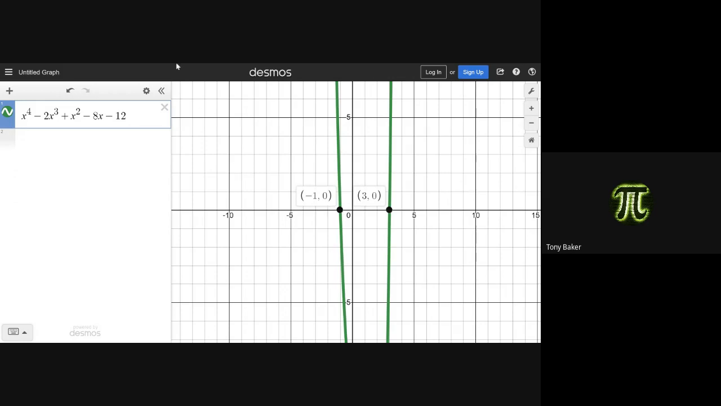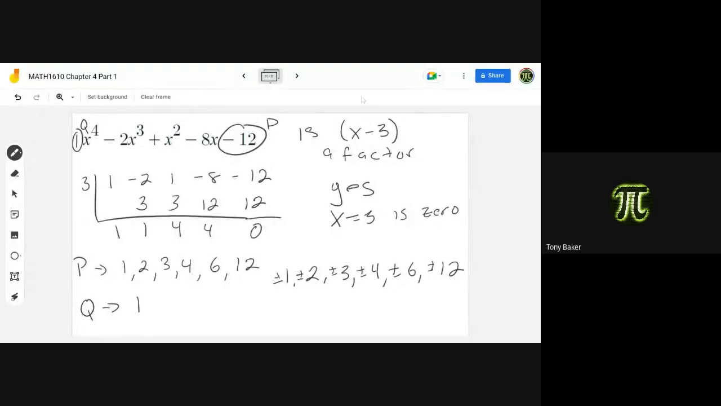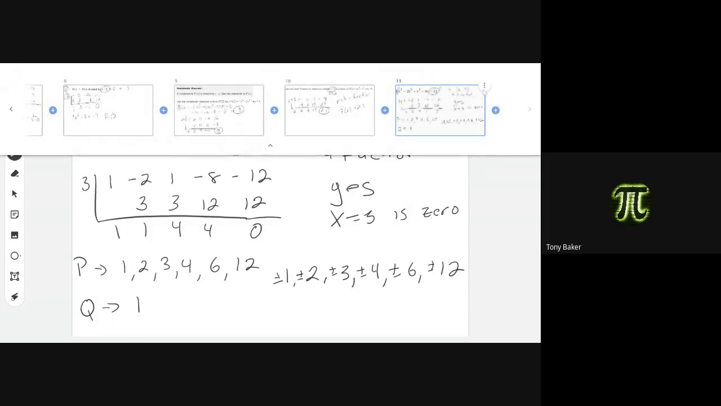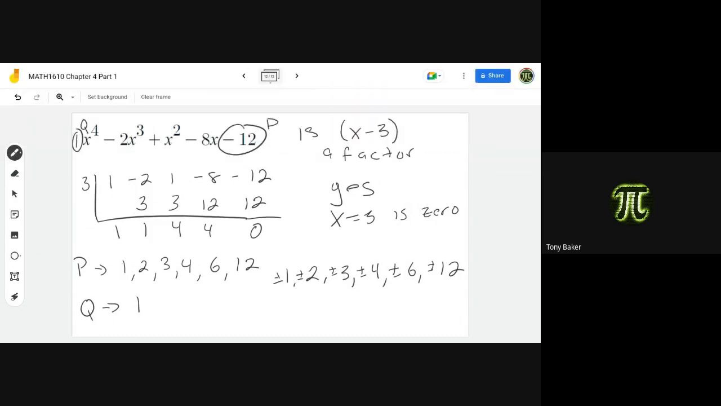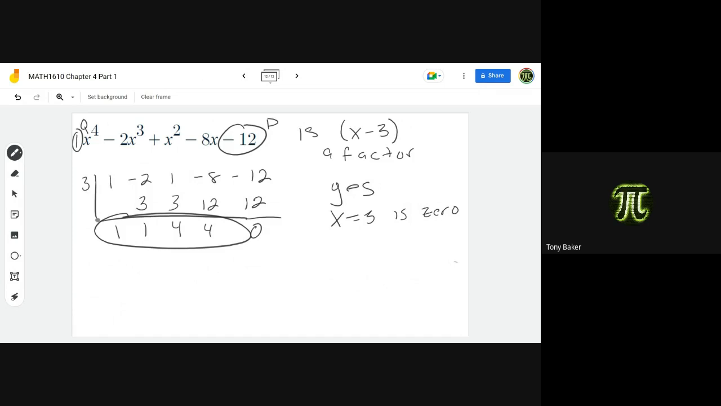So let's go back to my original problem that I have here. We know that x minus 3 is a factor. I'll duplicate this so I don't lose that P's and Q's. We now have a simpler function here. Okay, this right now is x to the third plus x squared plus 4x plus 4, right?